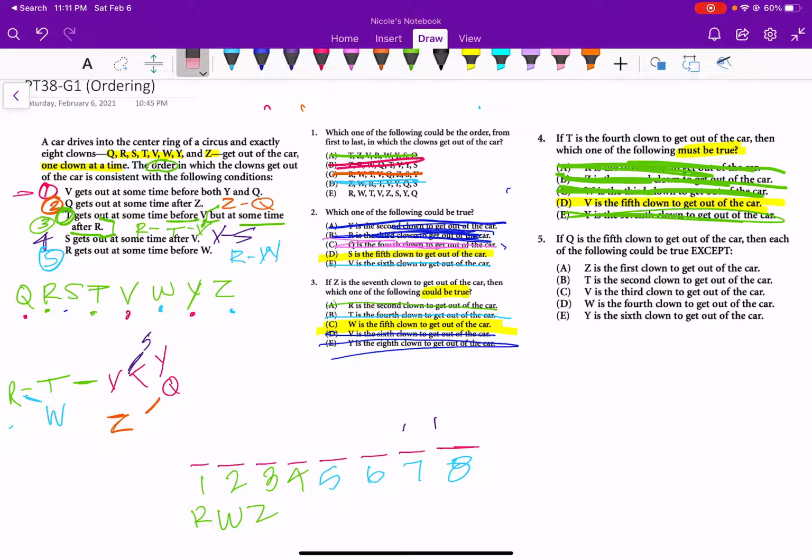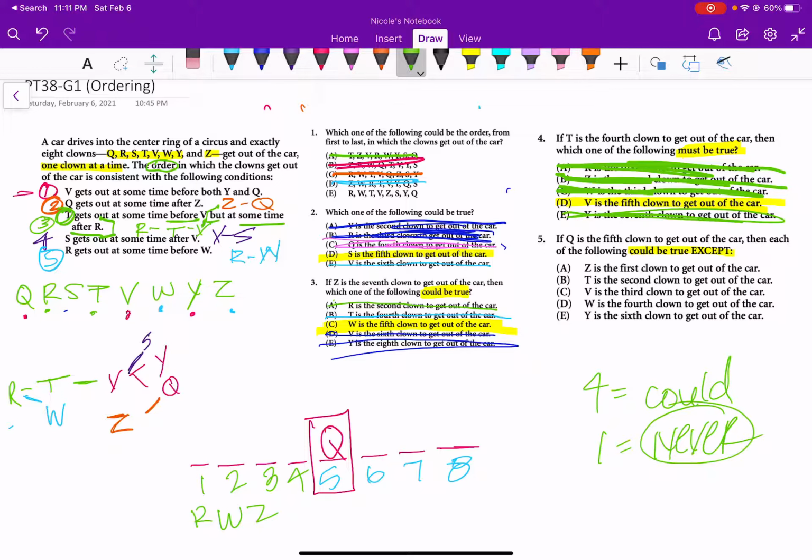And then lastly, if Q is the fifth clown to get out of the car, so I'm going to put Q right in number 5, then each of the following could be true except. So this means that 4 of our answers could happen and 1 could never happen, and we're looking for the one that could never happen.